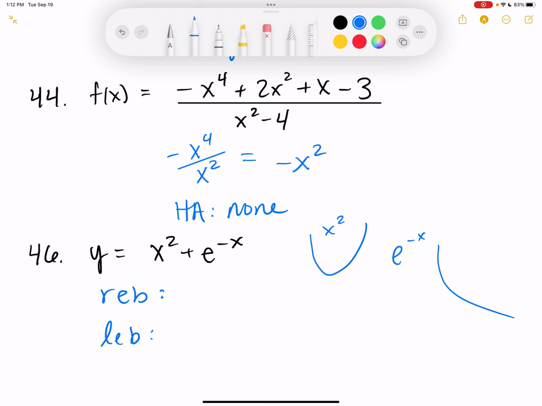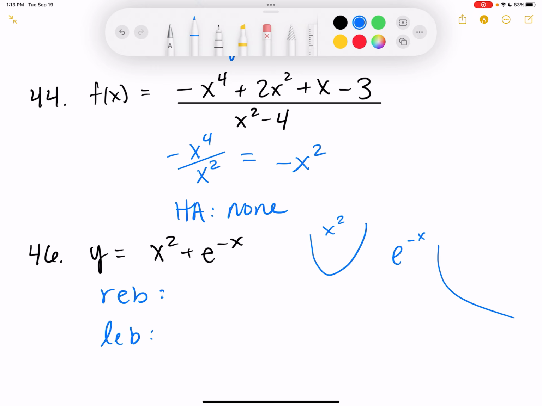Because at the left, this is going. How do I zoom out so I can see? You're just going to change your window. Hit window and then make it bigger. Change the scale. Well, no, change your Y min and max.